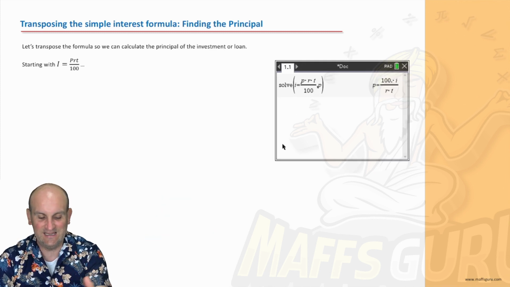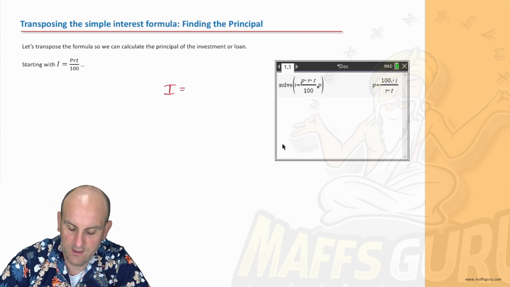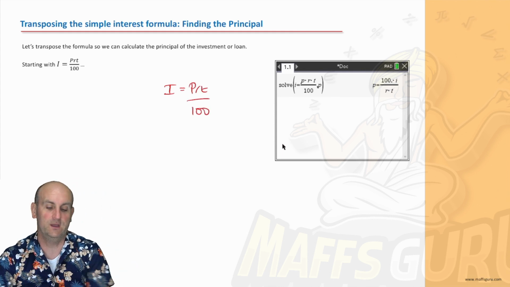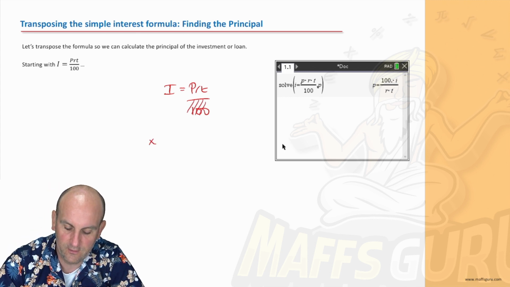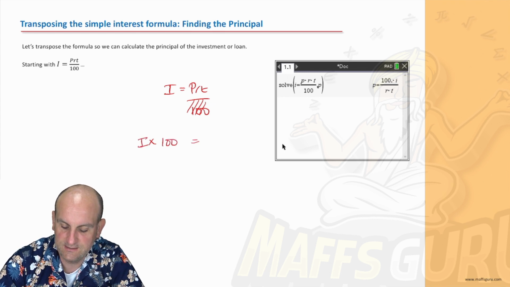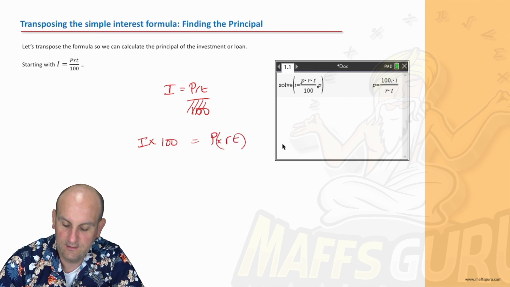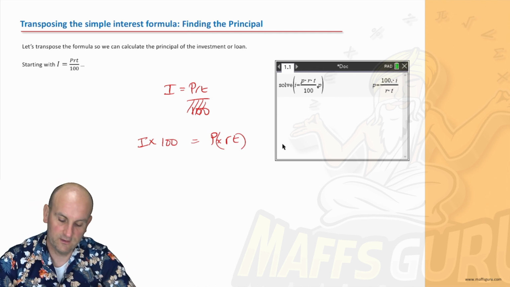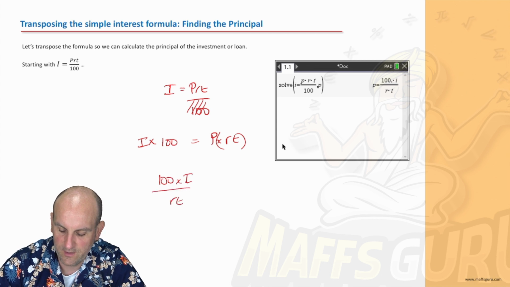And finally, we can do exactly the same thing here by giving the principal. So we have I is equal to PRT on 100. See if you can work it through with me, but get there first. Yep, want to divide by 100, or get rid of the divide by 100. So I'm going to times both sides by 100. So it's going to be I times 100 is equal to, what do we want? P times RT. Notice why I did that? Because I want the times by RT to go to the other side. So just to write it again, 100 times I divided by RT is equal to my principal.